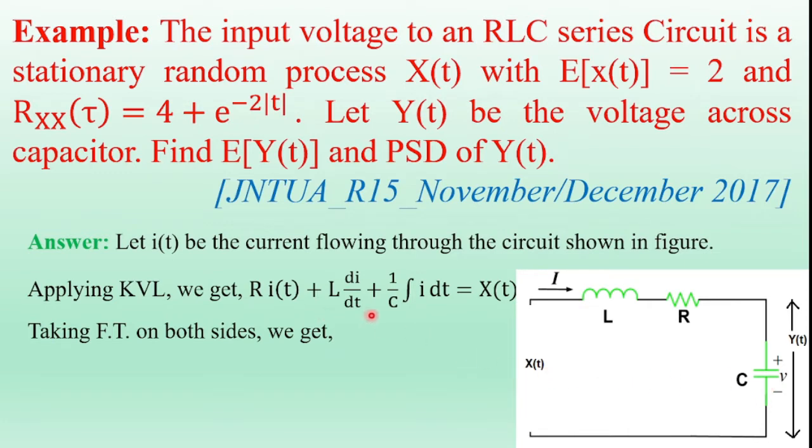In this equation, taking Fourier transform on both sides, we get: R is a constant, Fourier transform of i of t is I of omega. L is a constant, Fourier transform of di of t by dt is j omega into I of omega. 1 by C is a constant, Fourier transform of integral i dt is I of omega by j omega. This is equal to the Fourier transform of x of t, which is X of omega.